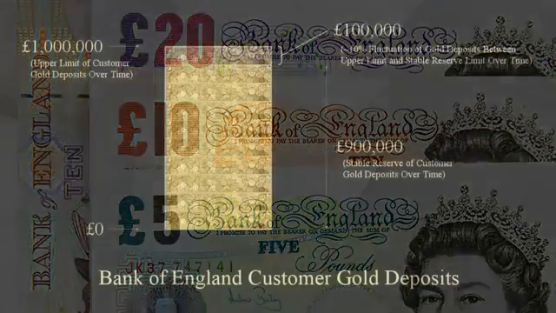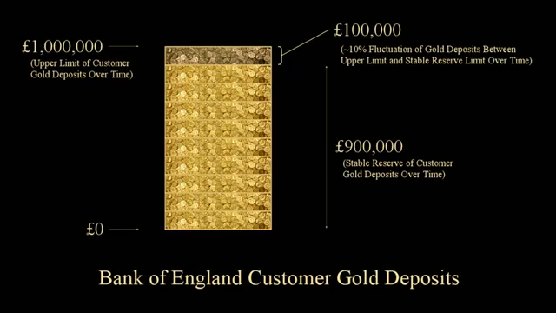And this explains why there is a relatively stable measure of gold and silver at the bank of approximately some £900,000, with only a slight fluctuation of £100,000 worth of deposits and withdrawals between this value and £1 million.